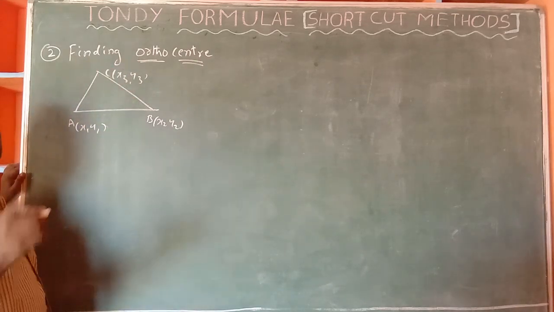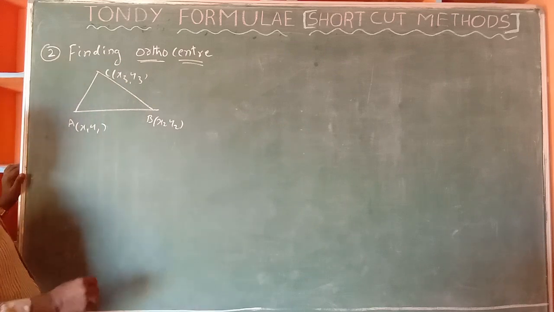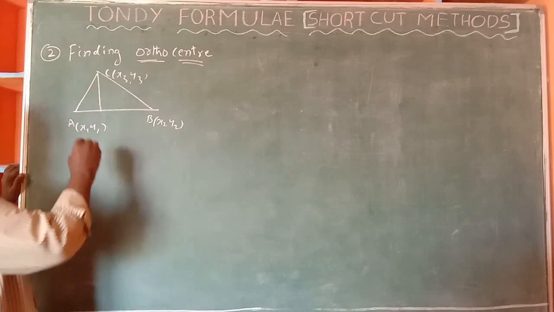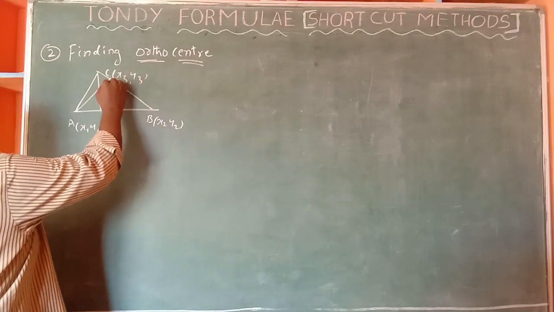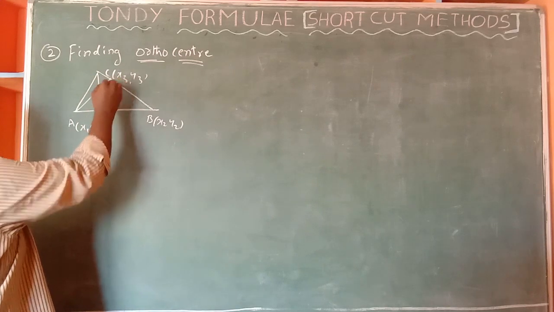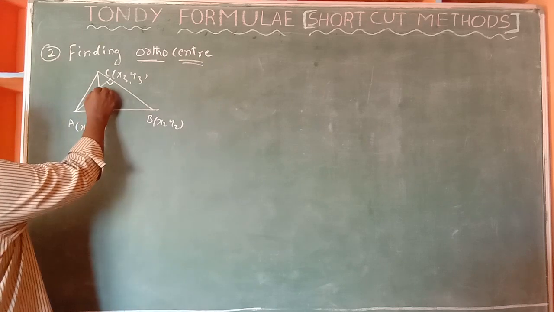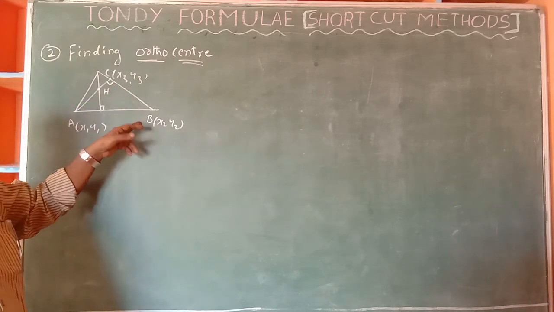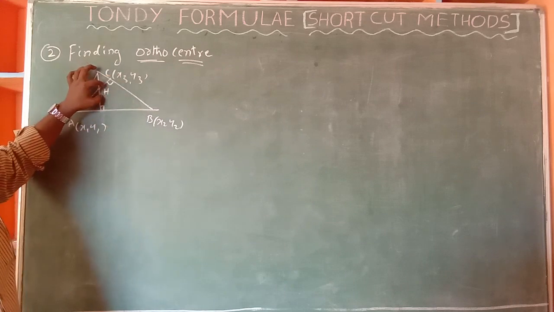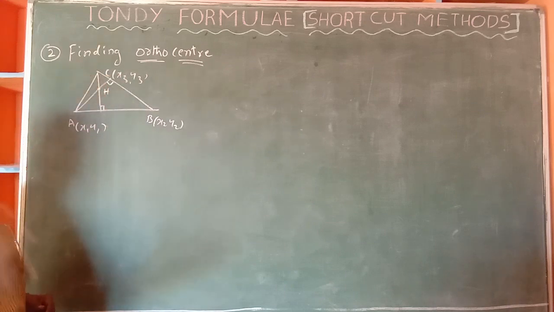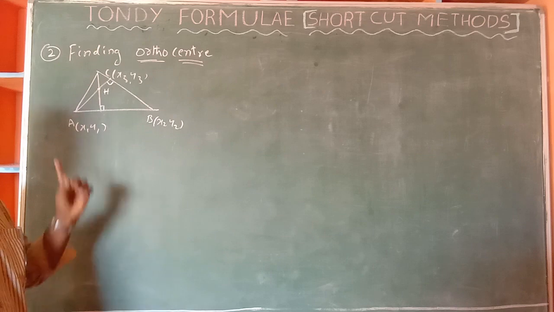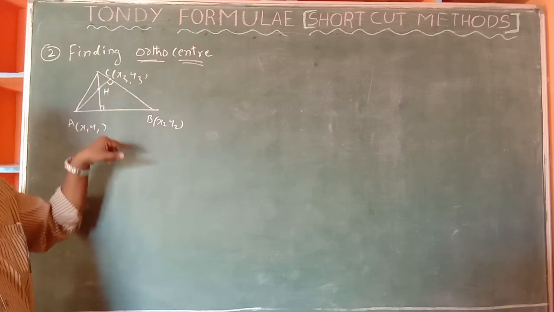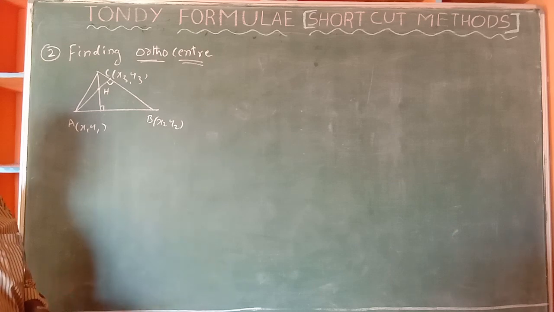We already solved the orthocenter in the previous videos. The orthocenter is the point of concurrency of the altitudes. This is the orthocenter. But we are given only the vertices. How can we find it? If we were asked for the centroid, we can find it easily: (x1 plus x2 plus x3) by 3, and (y1 plus y2 plus y3) by 3 is the centroid.